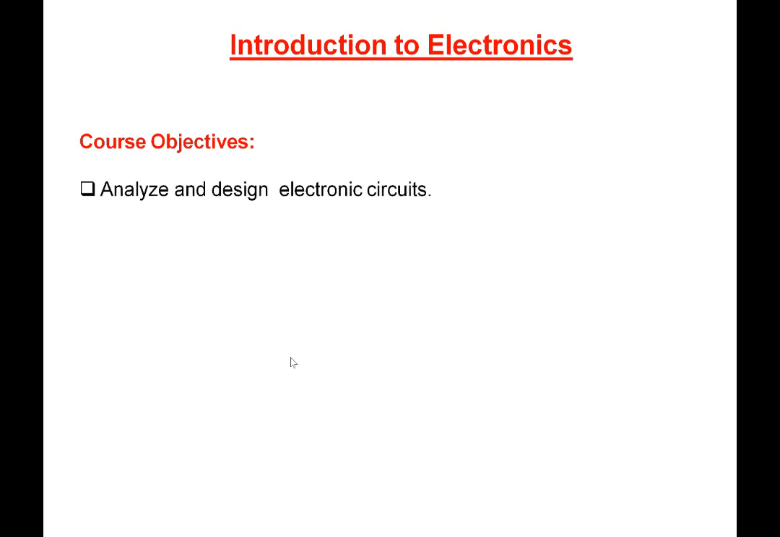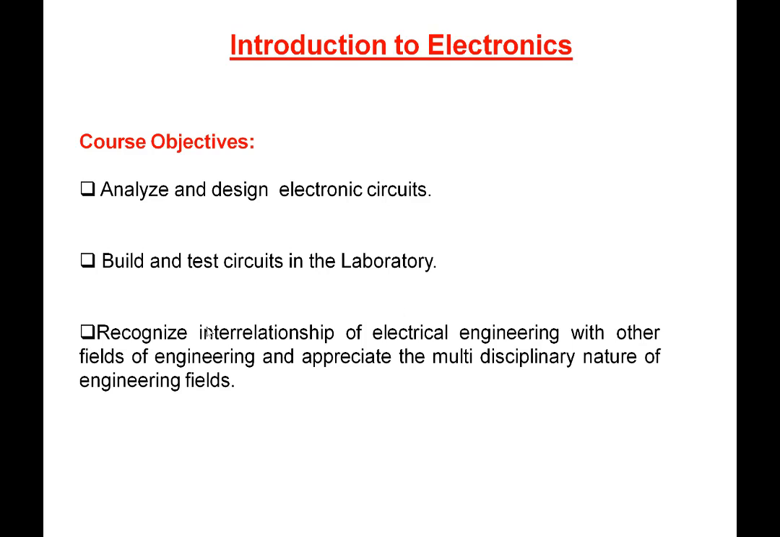These are obvious: analyze and design electronic circuits. That's the first obvious objective. Along with this particular course, we have a lab attached. So build and test circuits in the laboratory. And the last one, recognize interrelationship of electrical engineering with other fields of engineering and appreciate the multidisciplinary nature of the engineering fields in general. Now, this is a course that we offer to all the students. Whether a student is of civil engineering or mechanical engineering or chemistry or physics or whatever, all students take this particular course. And this is offered in both the semesters.